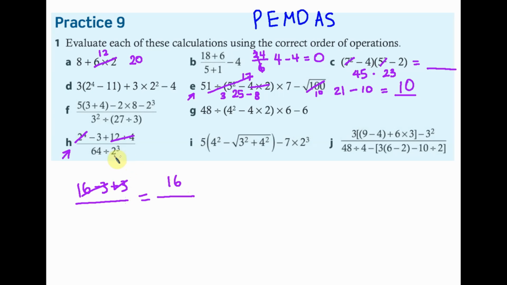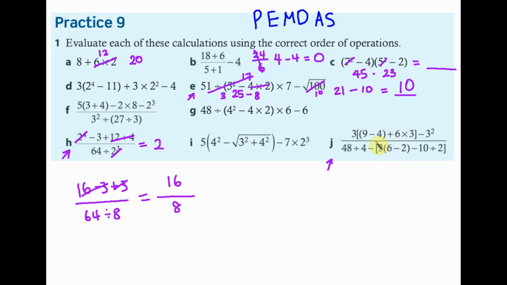Over, on the bottom, before I do division, it looks like I have to do the exponent first. So 2 times 2 is 4, 4 times 2 is 8. So I know I'm doing 64 divided by 8, which is 8. And then the answer will be equal to 2. The J. I hope that you are excited to do this one up here. So let's do one at a time.